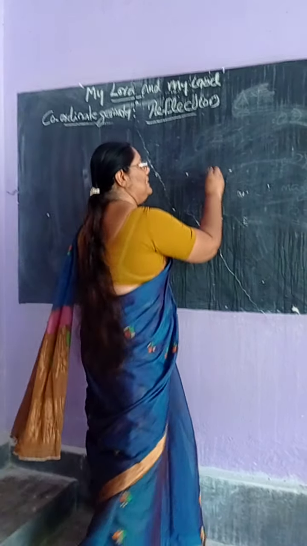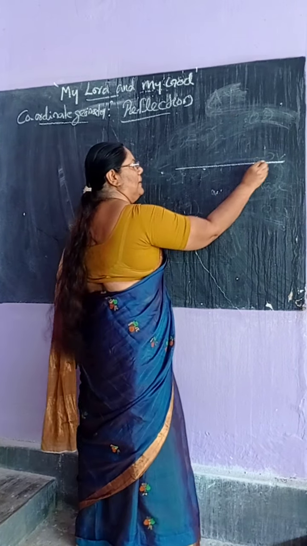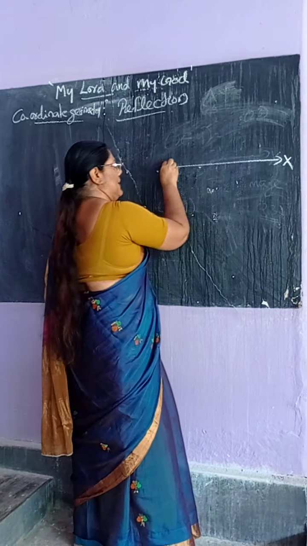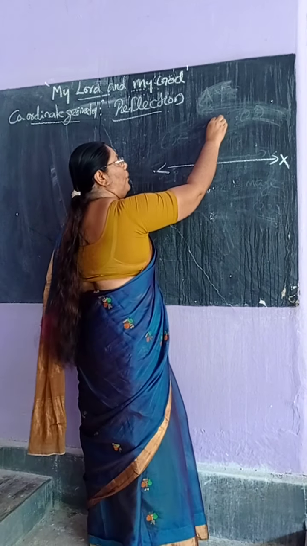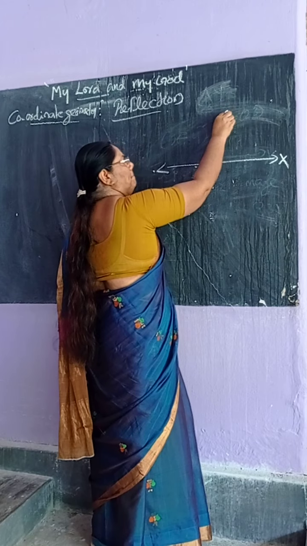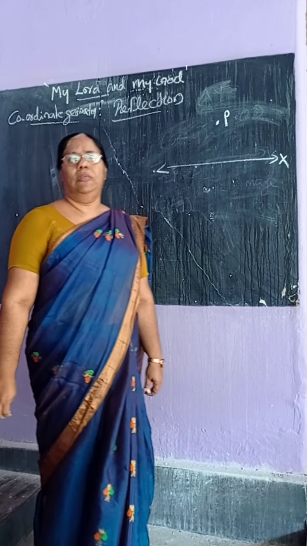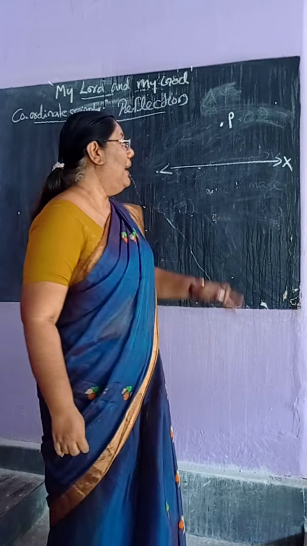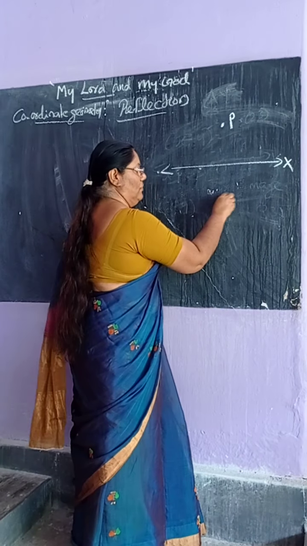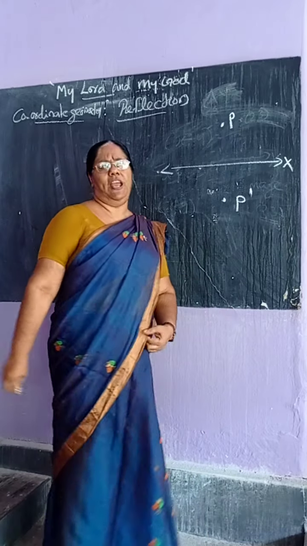We know that this is the x-axis, isn't it? I will draw it. X-axis. And if you place a point somewhere here, then you know where that image comes. The image comes below. This is P dash.